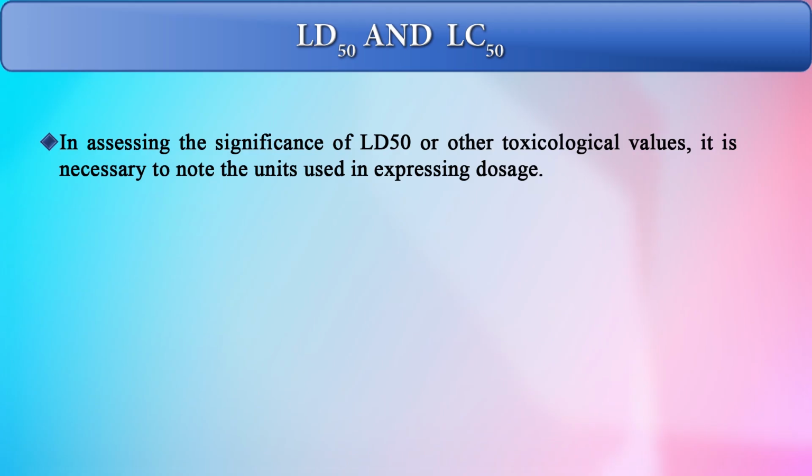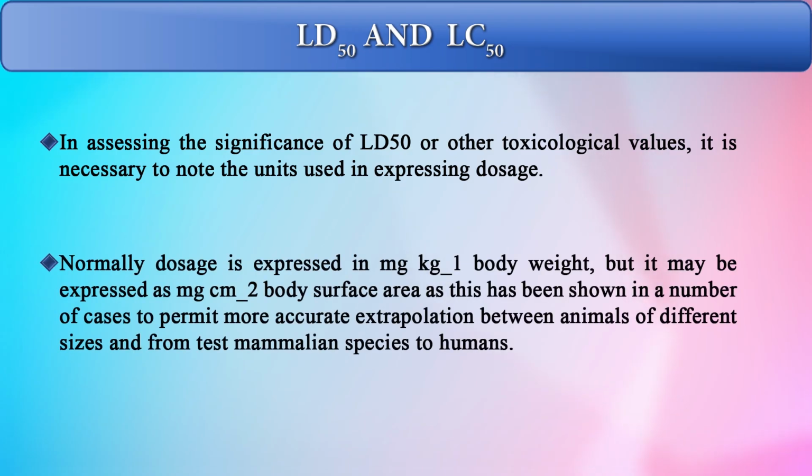In assessing the significance of LD50 or other toxicological values, it is necessary to note the units used in expressing doses. Normally dose is expressed in mg per kg body weight, but it may be expressed in mg per square centimeter of body surface area, as this has been shown in a number of cases to permit more accurate extrapolation between animals of different size. Now I will discuss assessing toxicity.